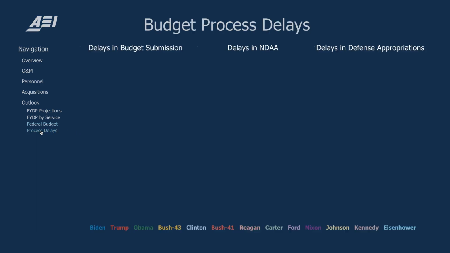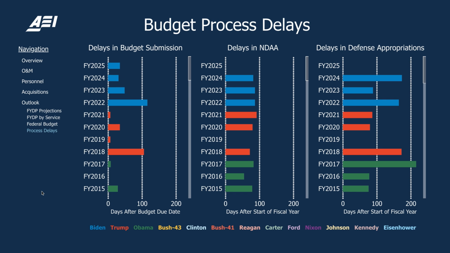The last page I'm going to show you here is process delays in getting the budget enacted. The chart on the left shows the number of days late the administration was in delivering its budget request to Congress past the statutory deadline. The middle chart shows the number of days late Congress was in enacting the National Defense Authorization Act, that is the policy bill for defense. And the chart on the right shows the number of days late that Congress was in enacting defense appropriations.